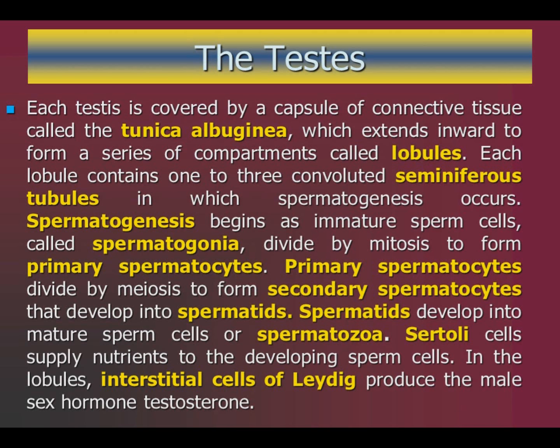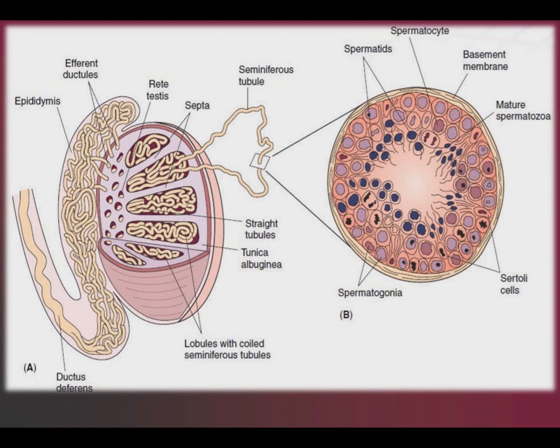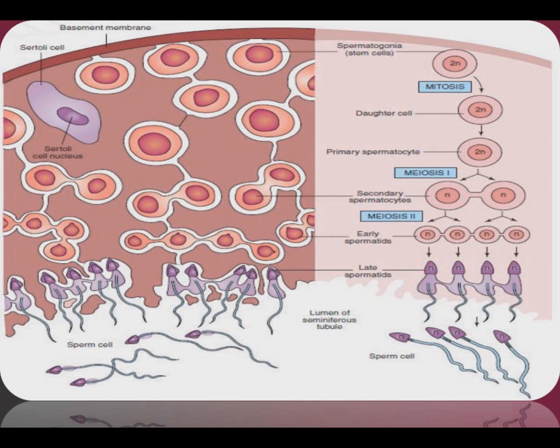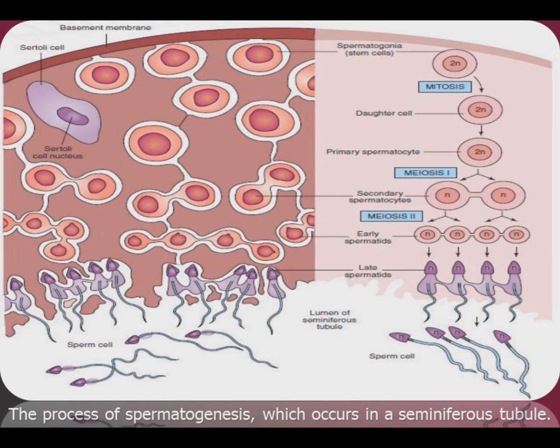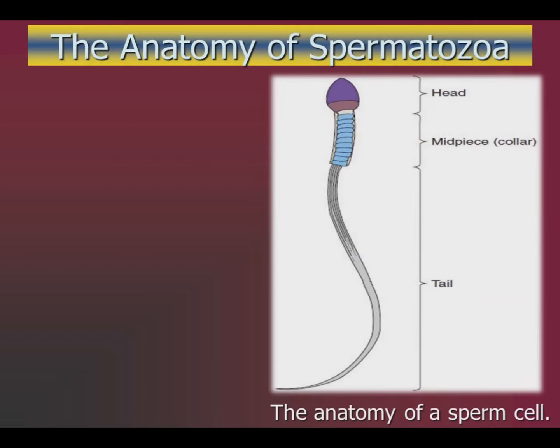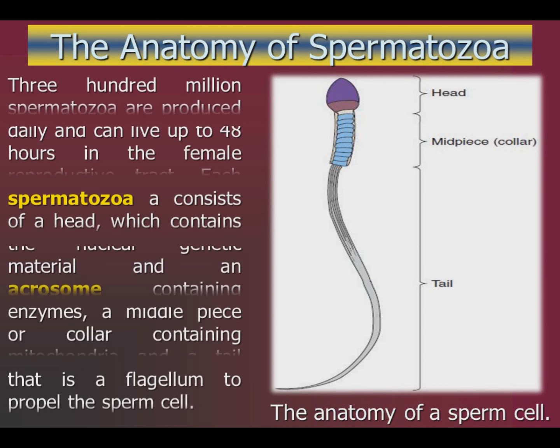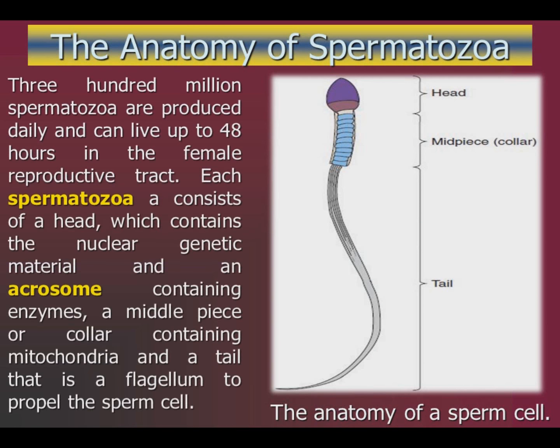Because the testes produce both sperm and testosterone, they are both exocrine glands (with ducts) and endocrine glands (without ducts). As you can see, this is the anatomy of a testis. And this is the process of spermatogenesis, which occurs in the seminiferous tubule. The anatomy of the spermatozoa. The spermatozoa, or mature sperm cells, are produced at a rate of about 300 million per day.